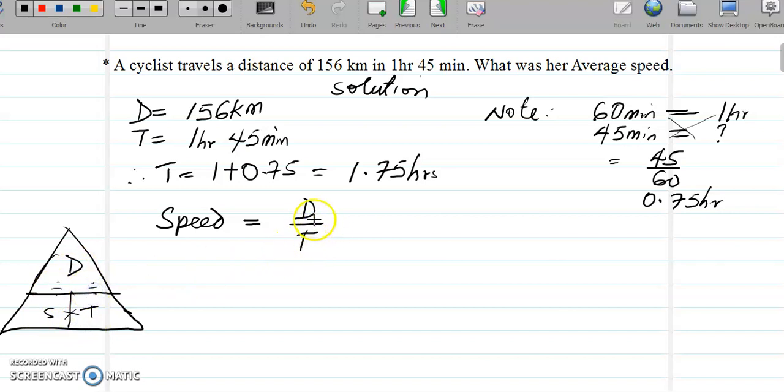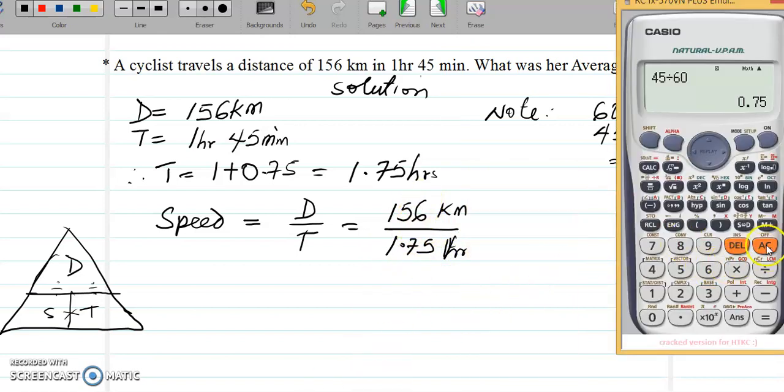Now we have distance 156 kilometers and time 1.75 hours. So if I divide that, what do you think we have? 156 divided by 1.75, we have what?